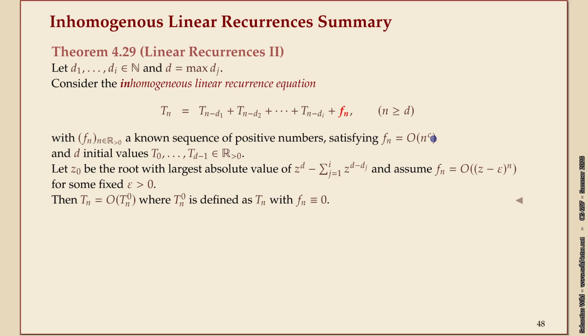Then you can show in full generality, if you take, again, this characteristic polynomial, that's actually the same as before. Then you can get an asymptotic representation, an asymptotic bound for the solution Tn, in terms of Tn0, where Tn0 is the previous recurrence without this inhomogeneous part.